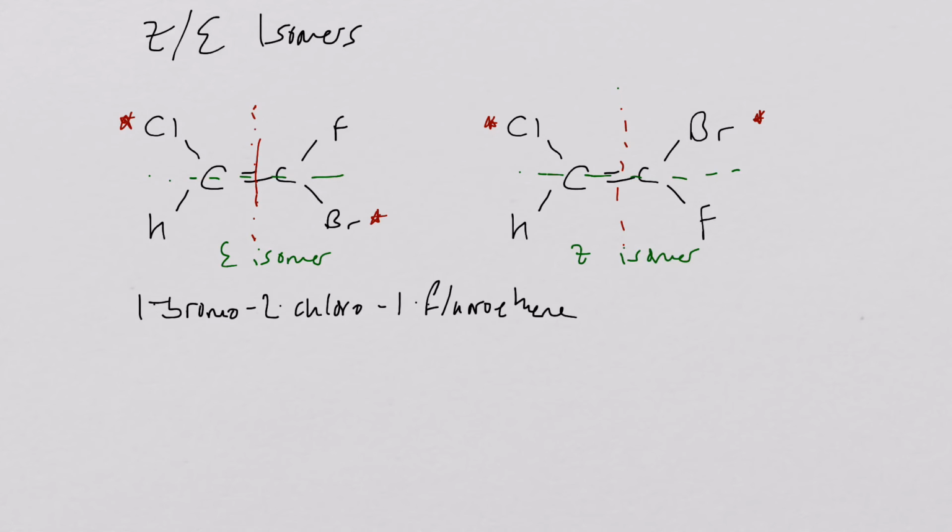So the left hand one would be called E-1-bromo-2-chloro-1-fluoroethene, and the right hand one would be called Z-1-bromo-2-chloro-1-fluoroethene. Hope that makes sense.